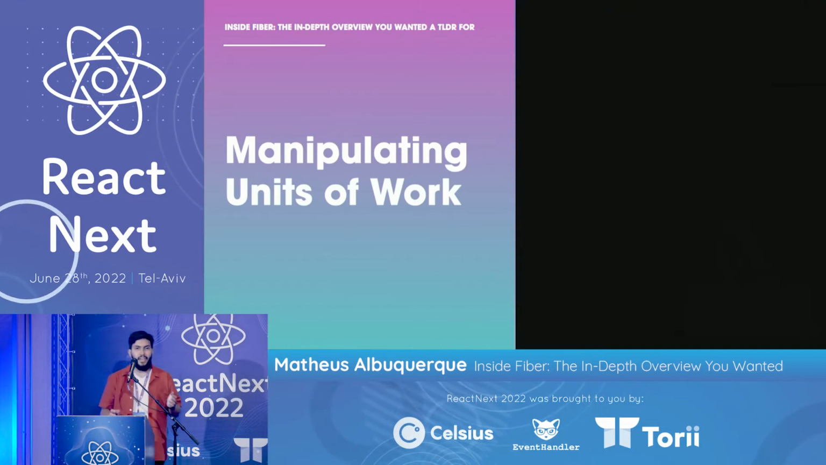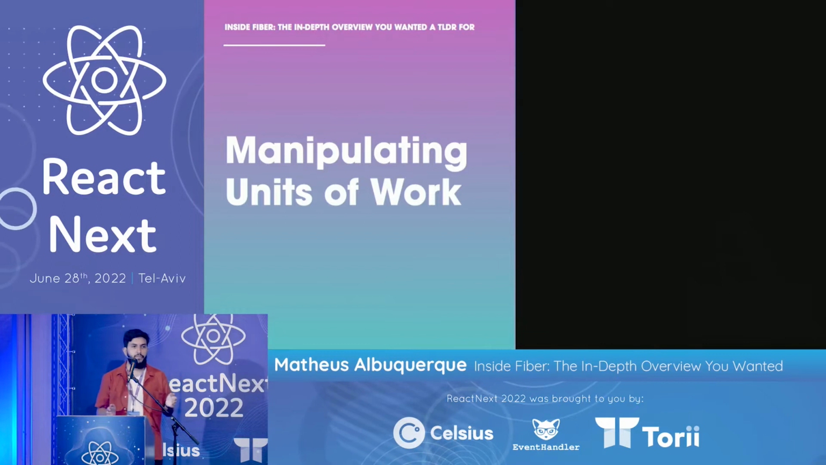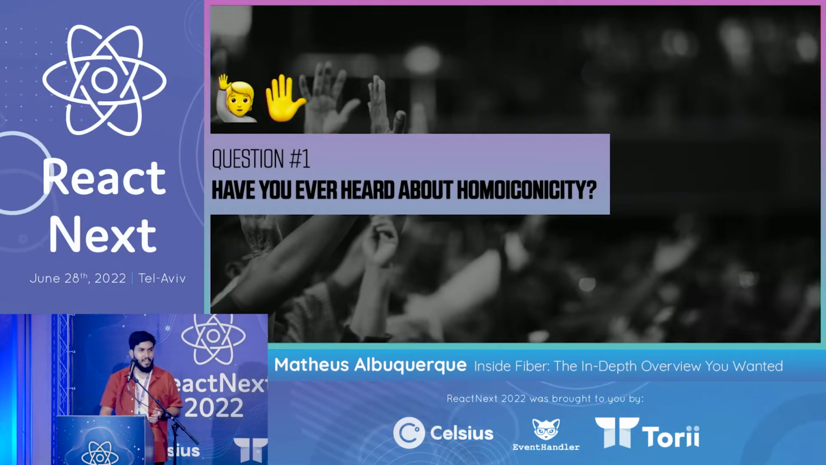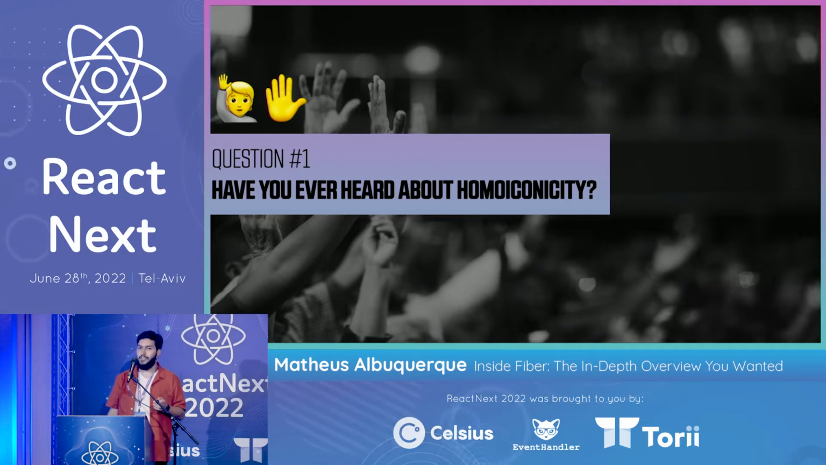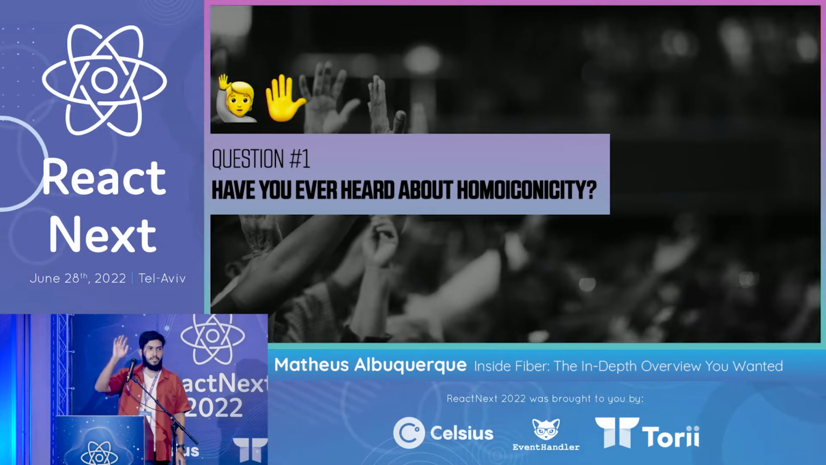Now that we can abstract those as units of work and we can visualize them, we can also start thinking about manipulating them. So I do have this question. Who here has ever heard this word, homoiconicity? Nice.